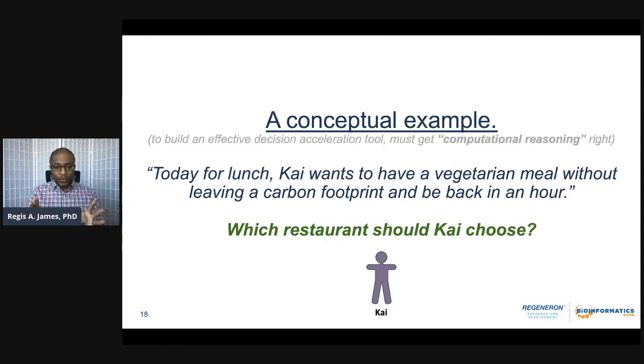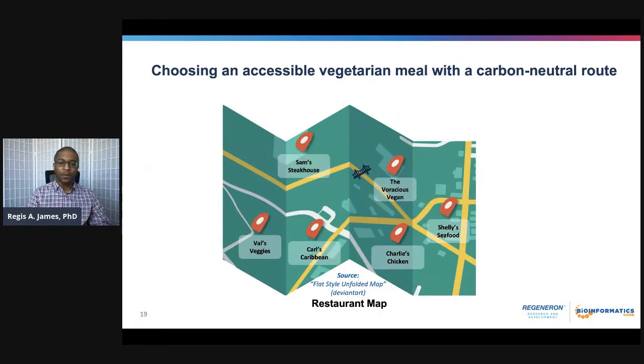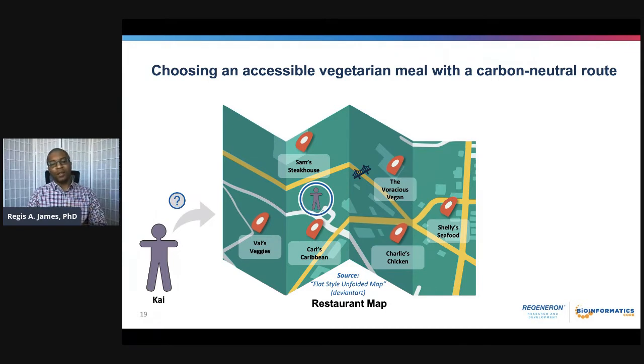Well, in order to build this decision-making tool, if we wanted to do this computationally, we would need computational reasoning. But before talking about the computational reasoning, let's go through a little bit about how Kai would do this manually using human reasoning. So let's say this is the map near where Kai's lab is, right? And so Kai is actually located in this region of the map. So what Kai can immediately tell, since Kai was looking for a vegetarian meal, well, Carl's Caribbean food is omnivorous.